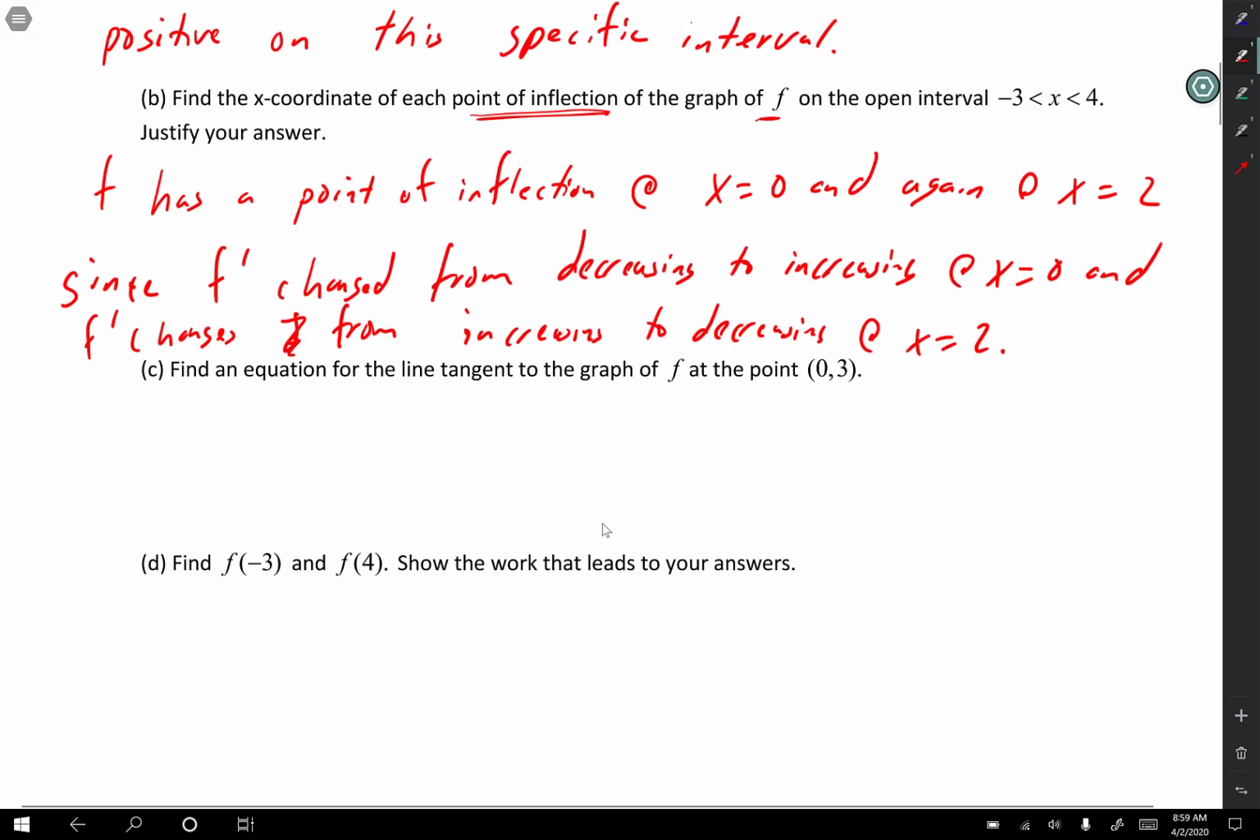Find an equation for the line tangent to the graph of f at the point (0, 3). Perfect. So I want a tangent line. Anytime you want a tangent line, you need two things: a point and the slope. I already have the point. The point is (0, 3).